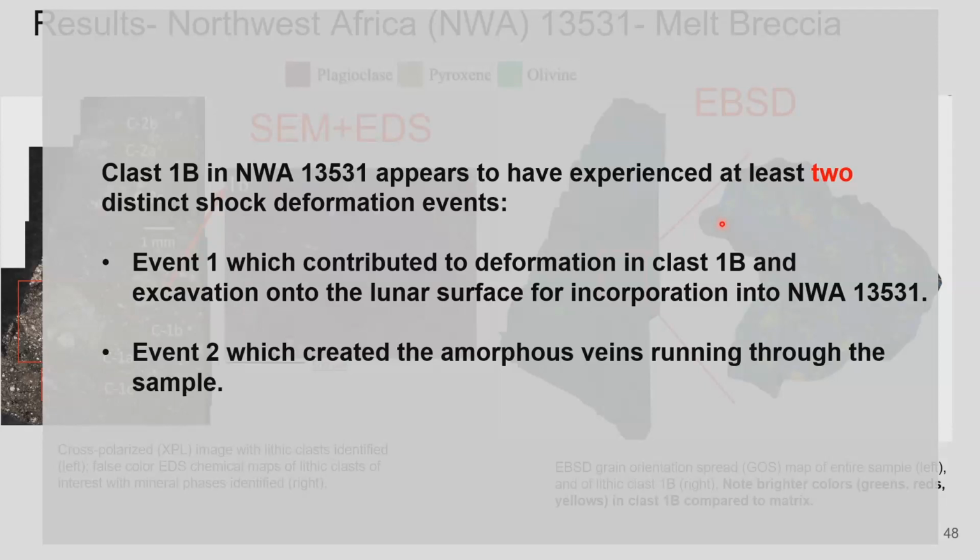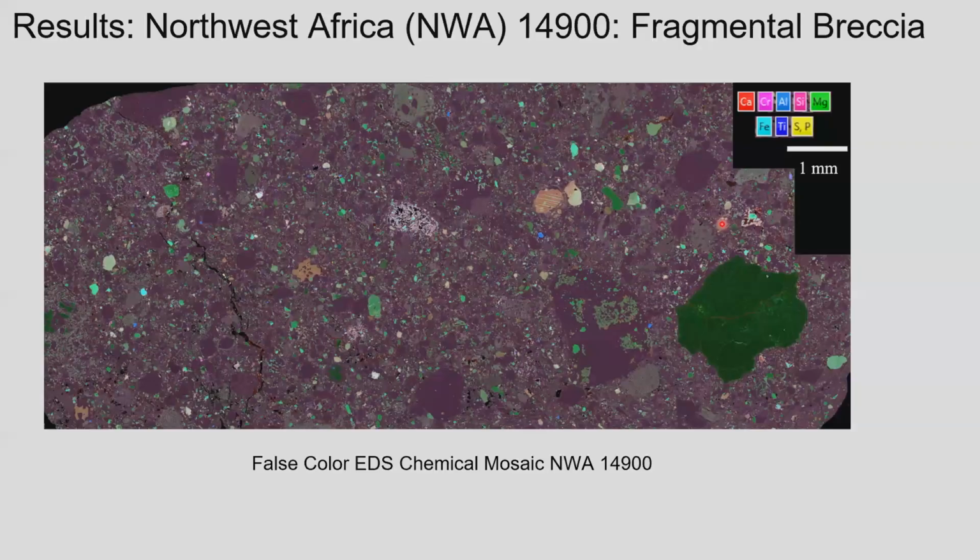So using EBSD with SEM and EDS together, we can get this chemical and crystallographic information we need to basically identify that this clast has been heavily deformed and seen two distinct shock events. So that's from our first sample.